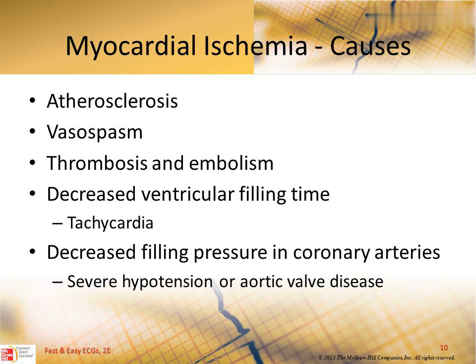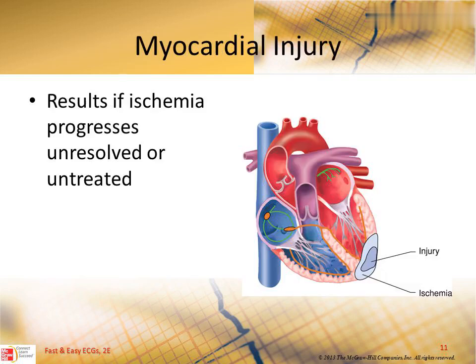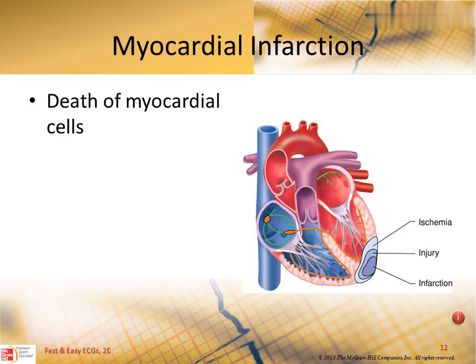Myocardial ischemia causes: atherosclerosis, vasospasm, thrombosis and embolism, decreased ventricular filling time, tachycardia, decreased filling pressure in coronary arteries, severe hypotension, or aortic valve disease. Myocardial injury results if ischemia progresses unresolved or untreated. Myocardial infarction: death of myocardial cells.